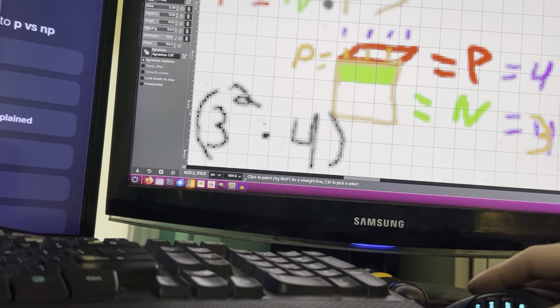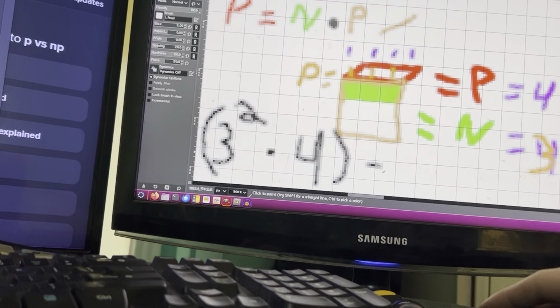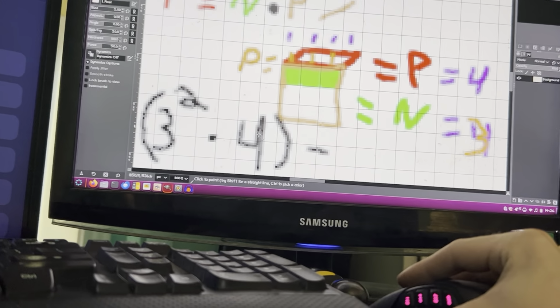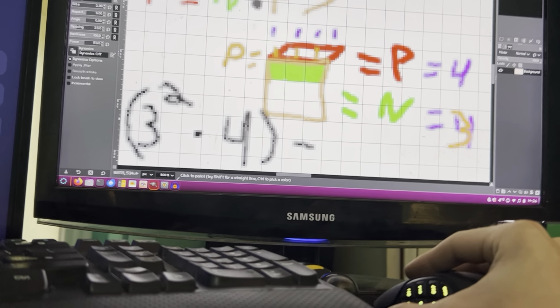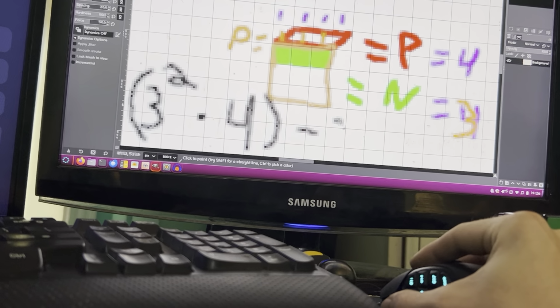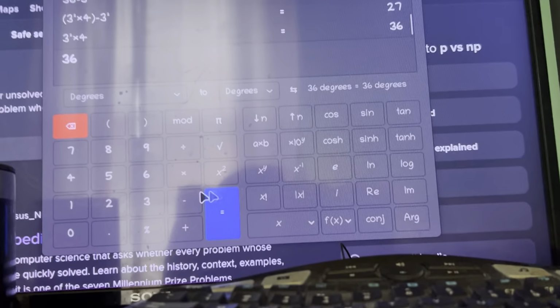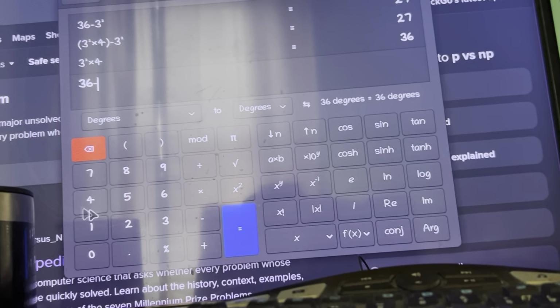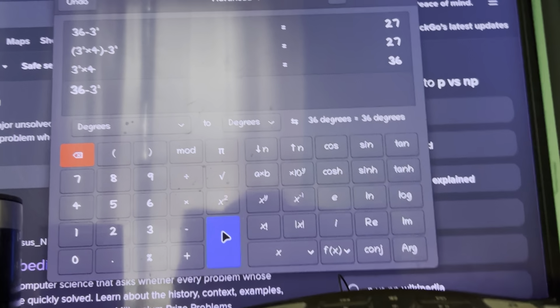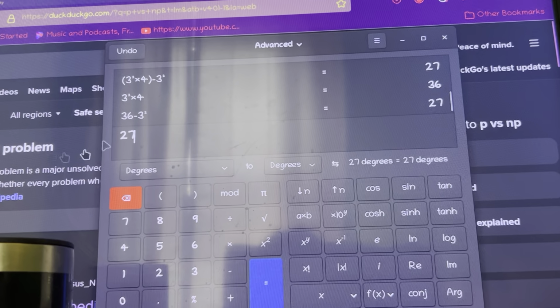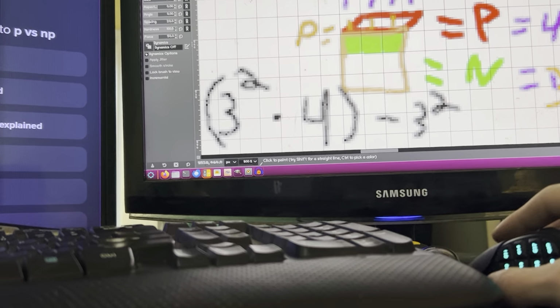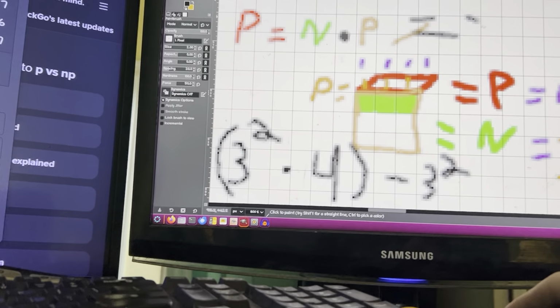So that's the first half of MC squared. And because of the law of equal and opposite reactions, and because it's truly C squared, you do minus 3 squared again. So then we take our 36 and we say minus 3 squared, and that gives us 27. And he's like, okay, P equals NP, which equals 27.